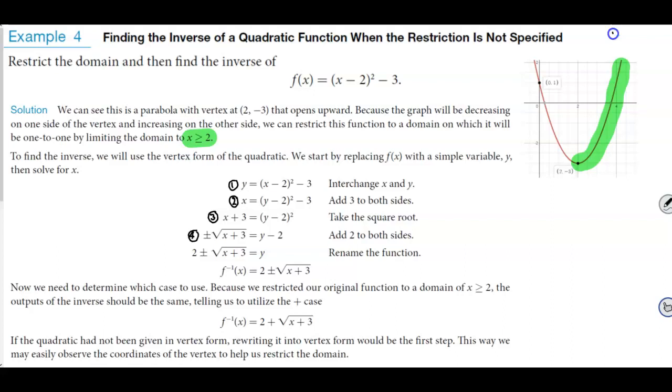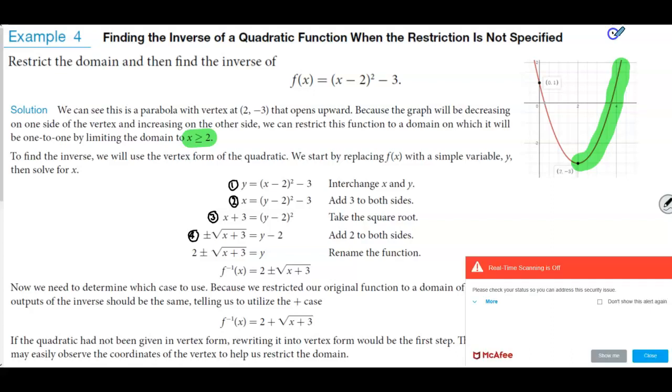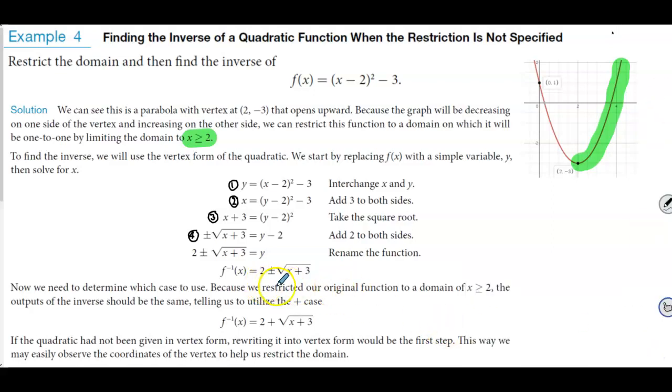So when we take the square root of both sides, you will see that we get plus or minus the square root of x plus 3. And then we need to add 2 to both sides. So we're going to end up getting f inverse of x, which is equal to 2 plus or minus the square root of x plus 3.